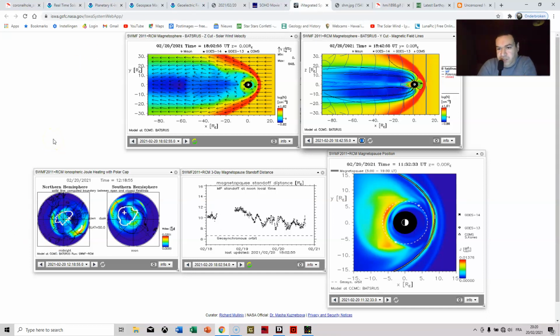So, looking at the other metrics, we can see that the magnetopause standoff distance reaches almost geosynchronous orbit. And this should not happen, because this is not a major event. In fact, we didn't even reach a G1 storm. So what's causing this other than a weakened magnetic field?